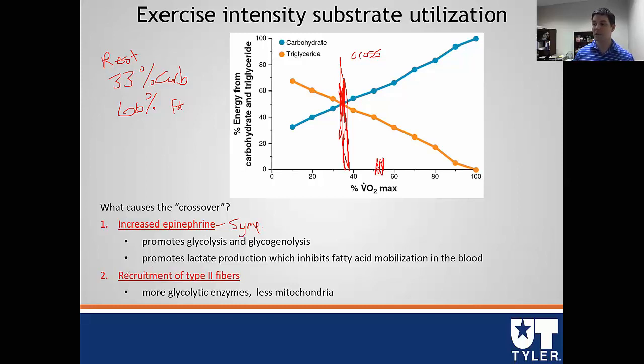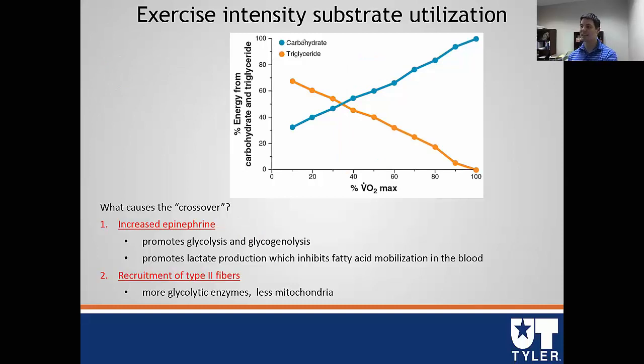carbohydrate. The second reason is that we have the recruitment of type 2 muscle fibers: more glycolytic enzymes, less mitochondria, and the same idea, right? We're forcing carbohydrate metabolism down the pathway, and that's what is getting into the metabolism, and we're using that. We'll talk more about a couple other reasons here in just a second. So that is intensity. As intensity increases, the reliance on carbohydrates increases.